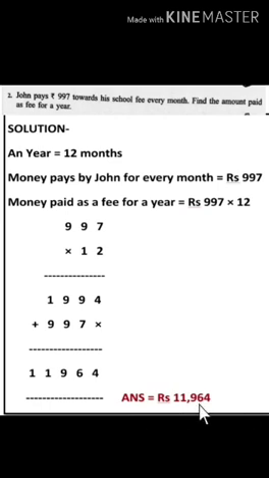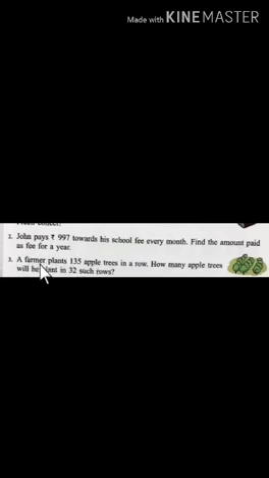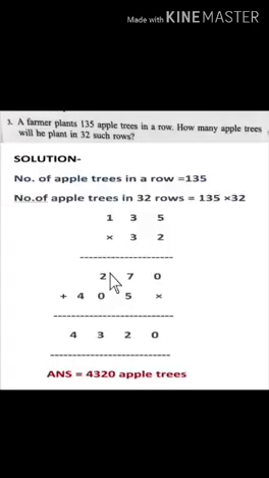Now students, check part 3 and read with me. If a farmer plants 135 apple trees in a row, how many apple trees will be planted in 32 such rows? It means here also you have to find the answer with multiplication, because in one row the number of apple trees is given, you have to find the number of apple trees in 32 rows. Number of apple trees in a row 135 and number of rows 32, so 135 multiply 32, then multiply and get the answer.